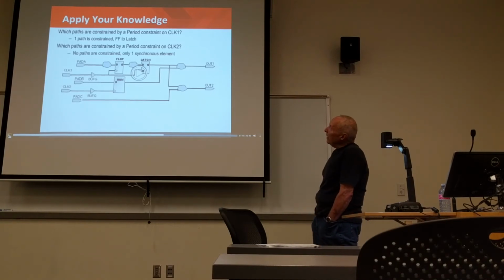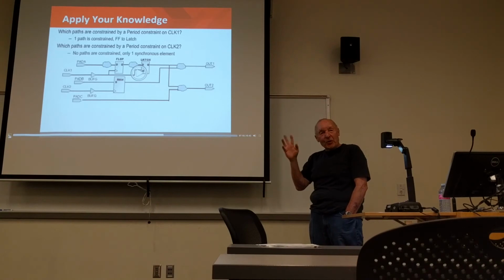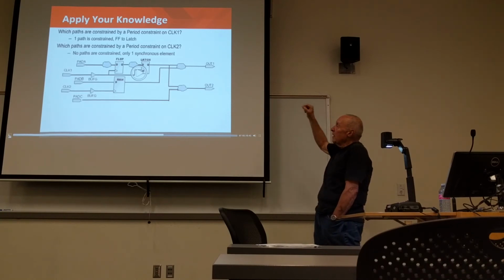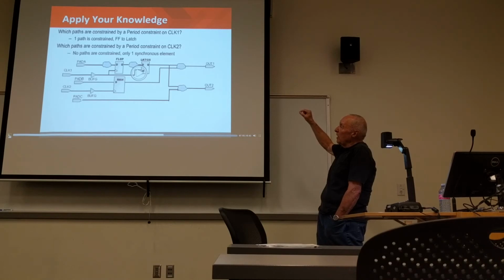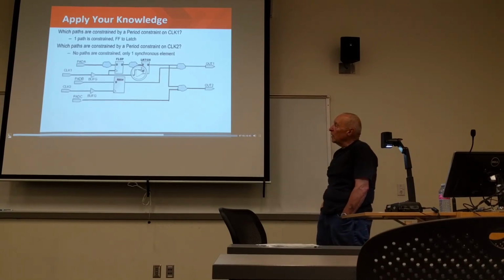Clock 1, you've got... well, let's put it this way. To constrain a clock path, you have to have 2 or more synchronous elements. You do in the clock 1 path because you have a flip-flop through 1 or more LUTs into a latch, and the latch enable and the clock input on the flip-flop are all driven by clock 1.